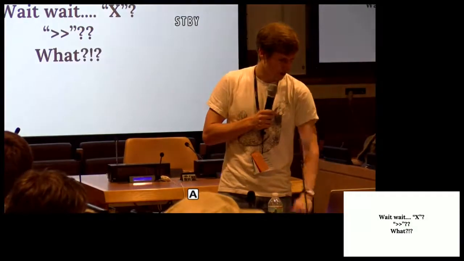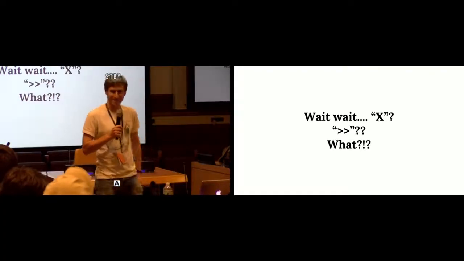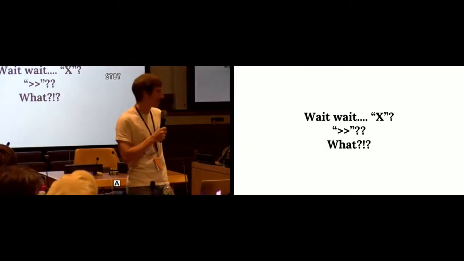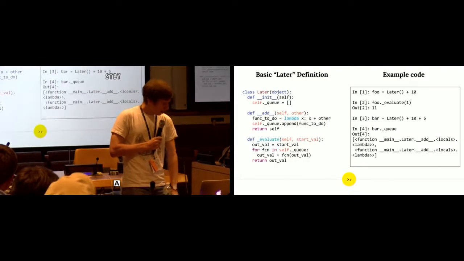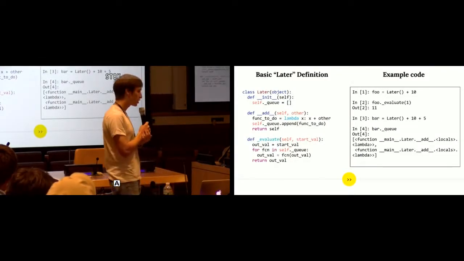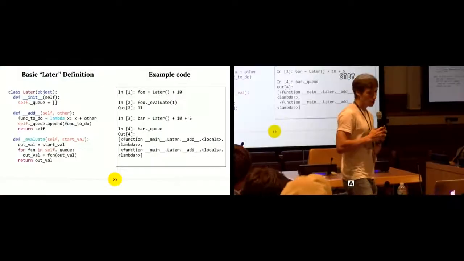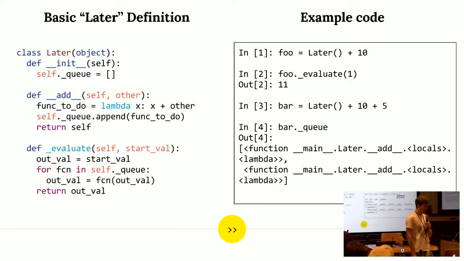Okay, so maybe a lot of you are saying, what is going on? What is this x? What is this piping? How are you doing this? This is black magic. It's actually, the ideas behind it are fairly simple. So this isn't exactly our code, but this is a baby version of what's going on behind the scenes.